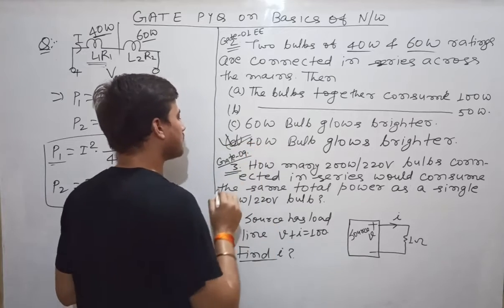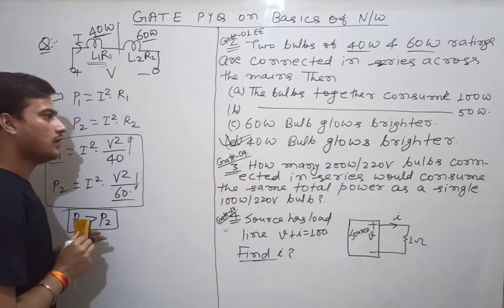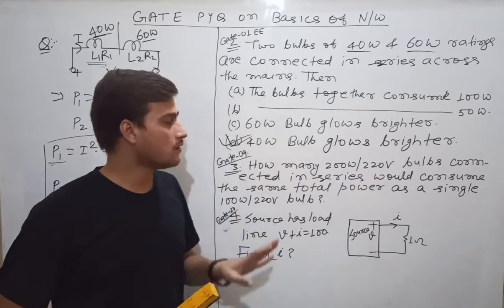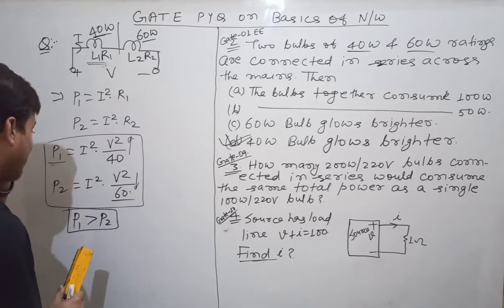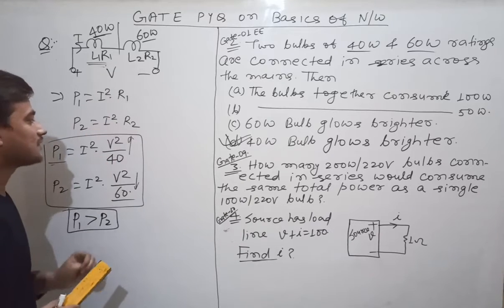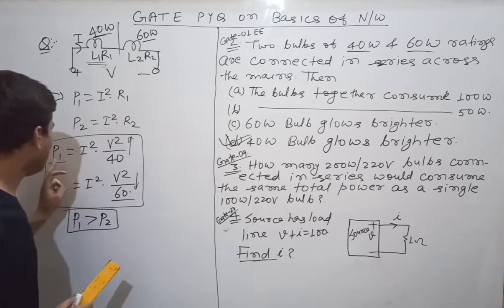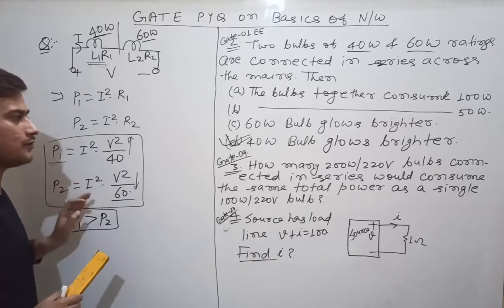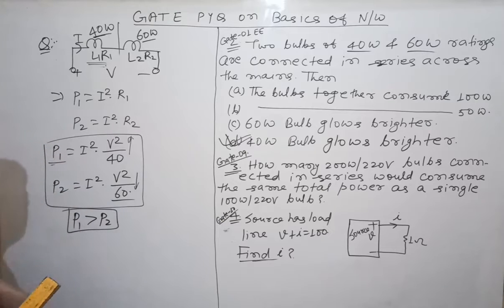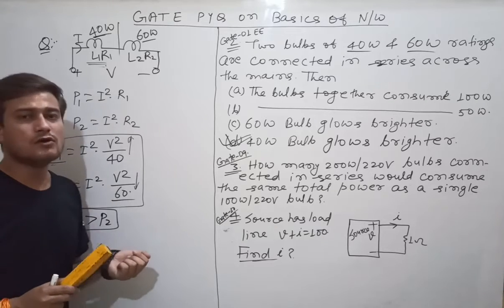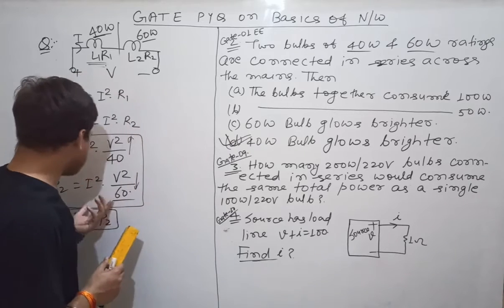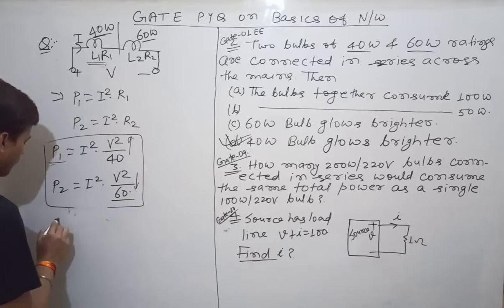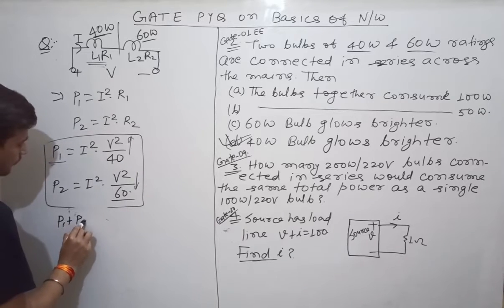This is a very important question, a very important concept to remember. The 40 watt bulb glows brighter. Clear? Next, I am giving you one task. You have to find the numerical value of P1 as well as the numerical value of P2. It is up to you how you will find P1 and P2. P1 plus P2 is equal to how much? You already know P1 plus P2 is equal to 24 watt.